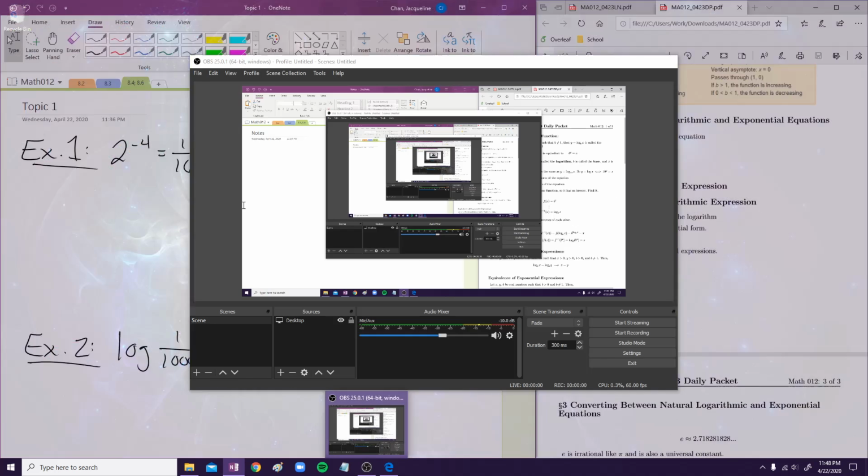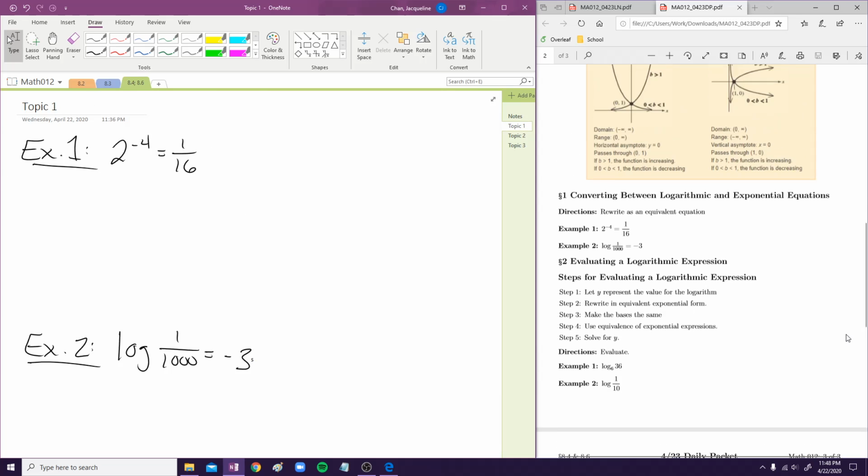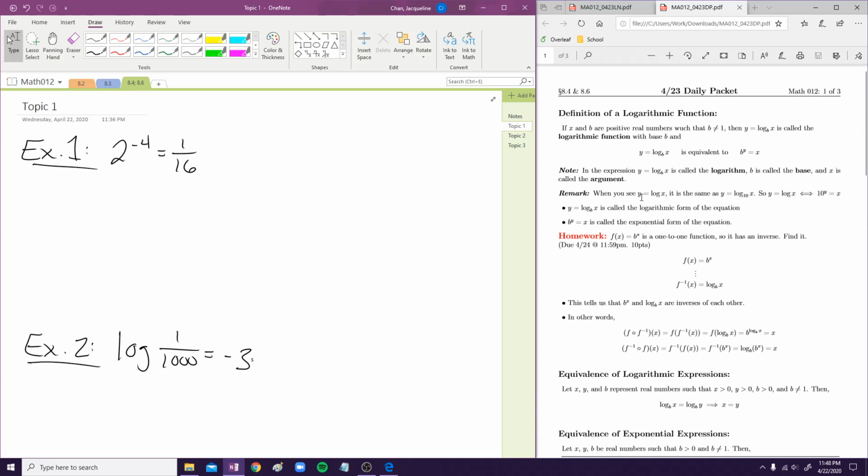So before we get started, when I look at example 1, this is an exponential form. Since it's an exponential, what are we going to do? We're going to change this into a logarithm. And if we have a logarithm form, then we have to rewrite it as an exponential form. So it's either or. If you see a log, it has to be exponent. If you see exponent, it has to turn into log. Right? So how are we going to do this?